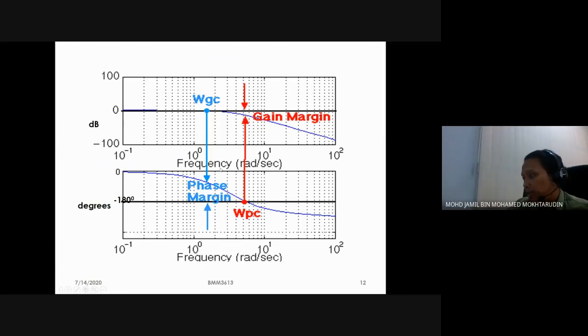For the phase margin frequency, it is the frequency at 0 decibel. So this is 0 decibel, and the frequency at 0 decibel is the phase margin frequency. Then to find the phase margin, you look at the phase at the phase margin frequency, and see how much is the difference from negative 180 degrees. This one is the phase margin.